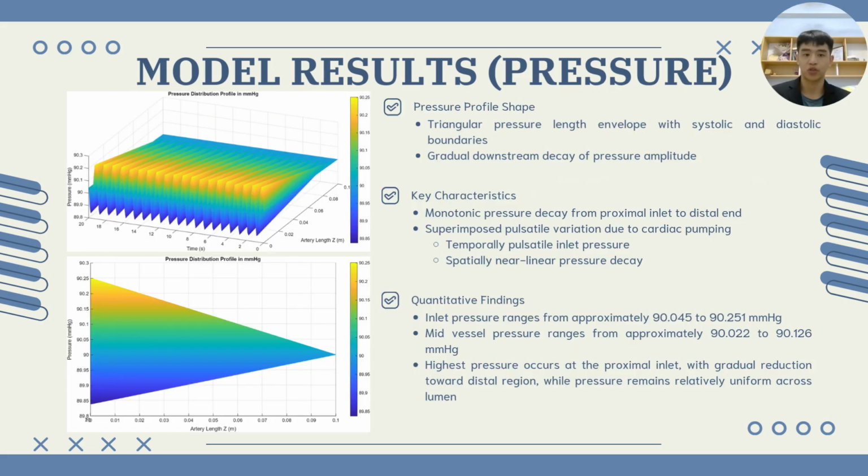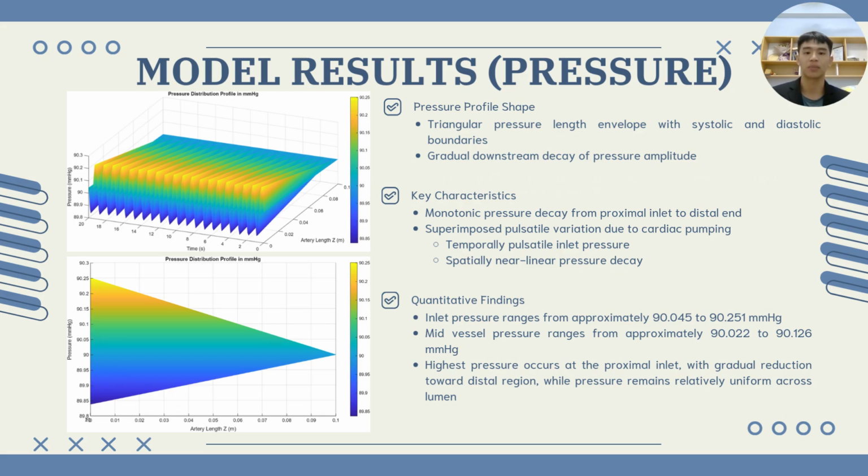I'm going to discuss the pressure distribution profiles from a perspective of pressure against artery length. As you can see from this diagram here, the pressure profile shape is actually a triangular pressure-length profile enveloped with systolic and diastolic boundaries. Why is it a triangular shape? It is actually due to the gradual downstream decay of pressure amplitude along the aorta. To point out some of the key characteristics from this model, the first one, why is it a triangular shape?